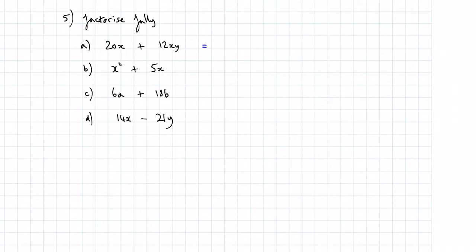4 divides into 20 and 12, so 4 is going outside, and also x can go outside as well. That leaves 5 inside on the front, and it also leaves 3y. It is up to you to think about the fact that if I multiply this bit, I get that bit there, and if I do 4x times 3y, I get that bit there. So it definitely works. Let's move on to question B.